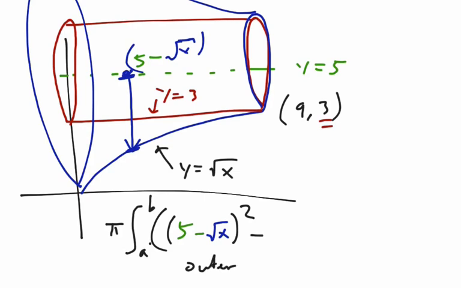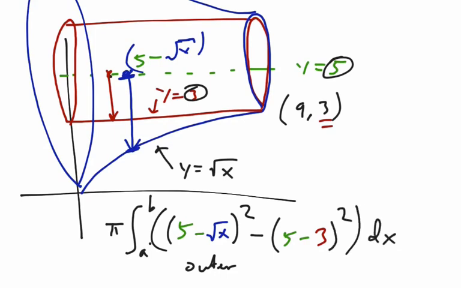minus, and then for the inner radius, we want to use 5 and then 3 because that's the bottom equation. And so we're going to go from 5 minus 3. You can simplify that if you want to. I'm just going to leave it as 5 minus the red equation, which is 3 squared. Close all your parentheses, dx.